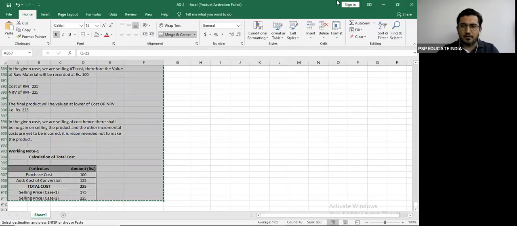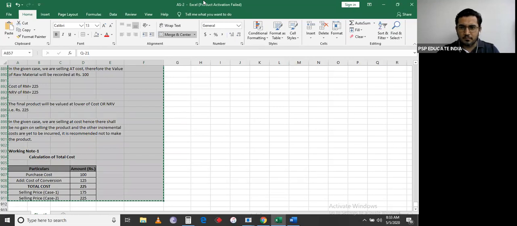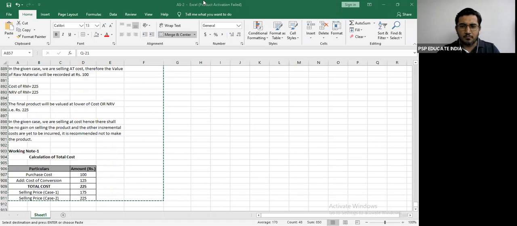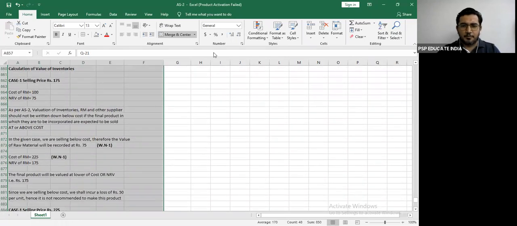Properly copy the question. Do write all the points properly. Prepare proper formats. Don't use shortcuts. Okay, you all have it on your official WhatsApp group. Take it down properly once you are done. Let me know.